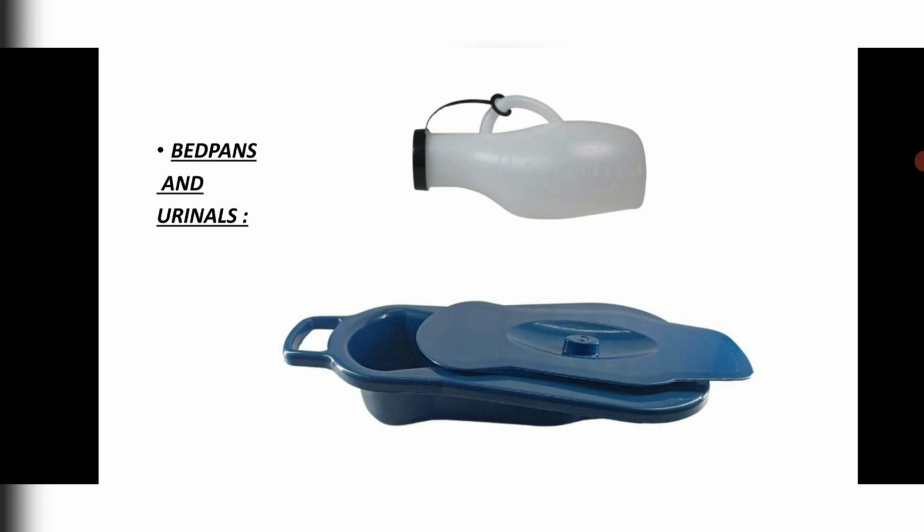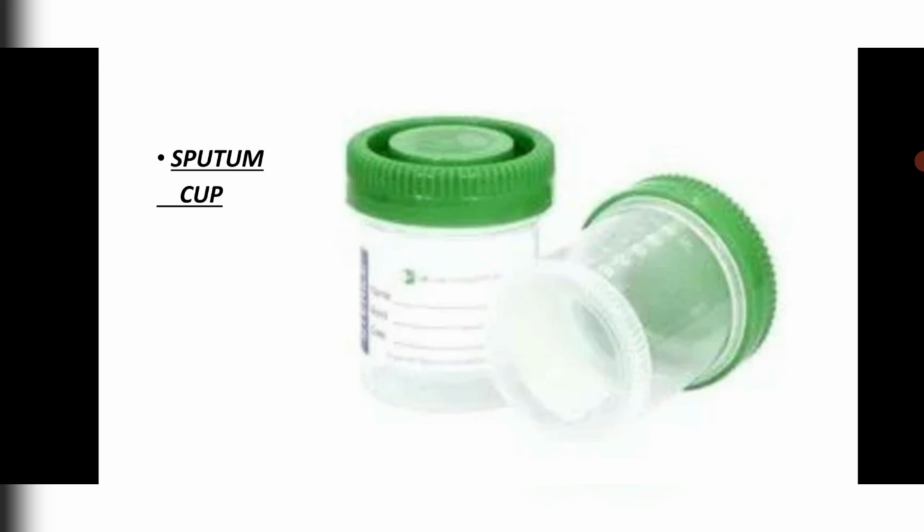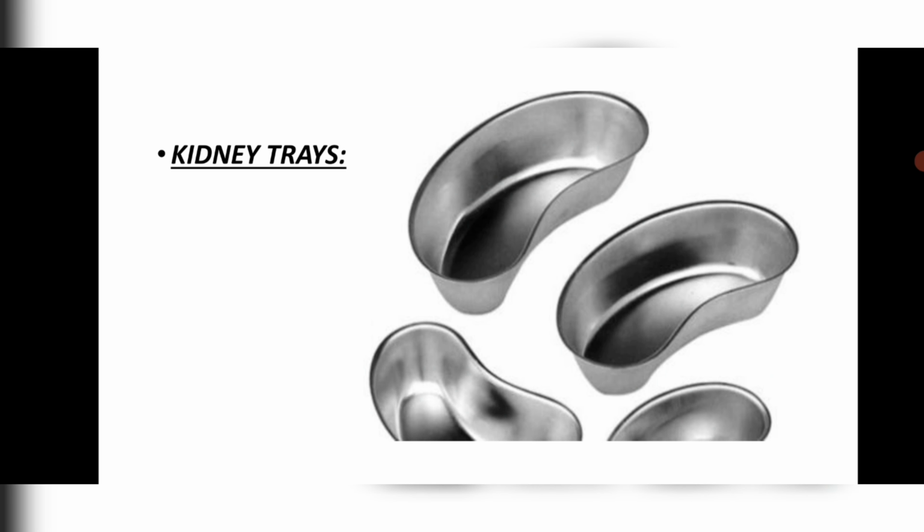Then bedpans and urinals. For a client confined to bed, bedpans and urinals are used for defecation and urination. Then sputum cup. Sputum cups are usually used to collect the sputum and sittings. Then kidney trays. Kidney trays are usually used for collecting the vomits, soiled dressings, or for collection of body fluids, etc. Means it is mainly used to collect the wet waste.